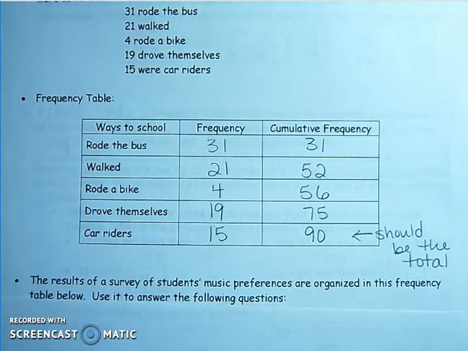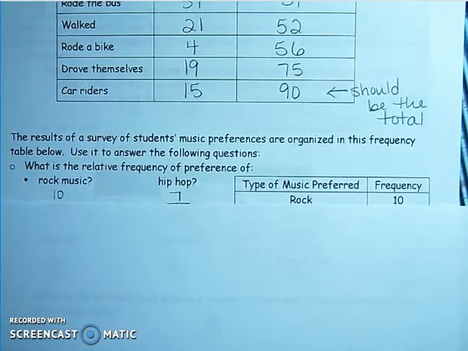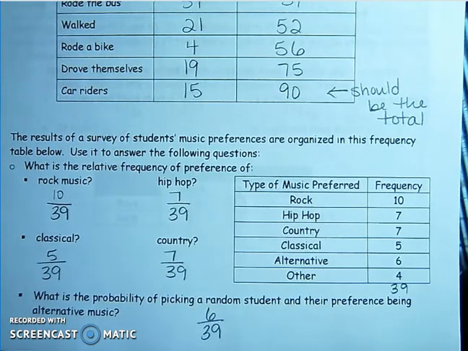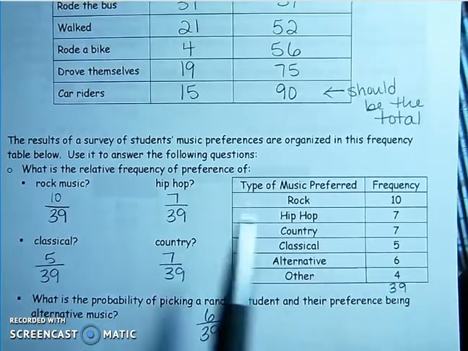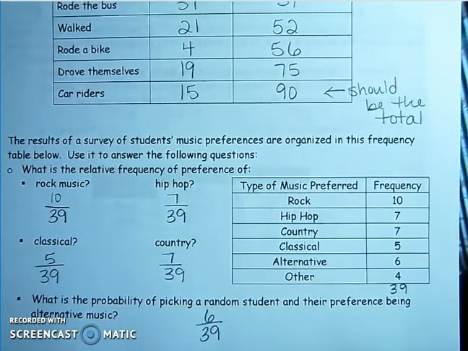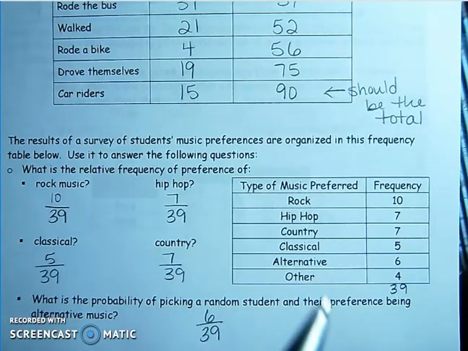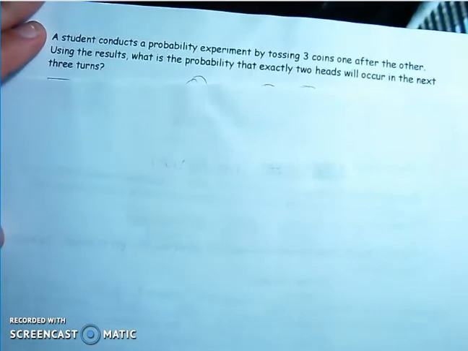The results of the students' music preference are organized in a frequency table below, and we're going to use it to answer some questions. What is the relative frequency of certain students? Well, first off, there are 39 total students when we add them up. How many like rock music? That would be 10 out of the 39. Hip-hop is 7 out of the 39. Classical, 5 out of 39. Country, 7 out of 39. And then the probability of picking a student that prefers listening to alternative music is 6 out of 39. If you notice, these relative frequencies are set up the same way that probability is set up. That is not a coincidence. Relative frequency and probability mean the same thing.